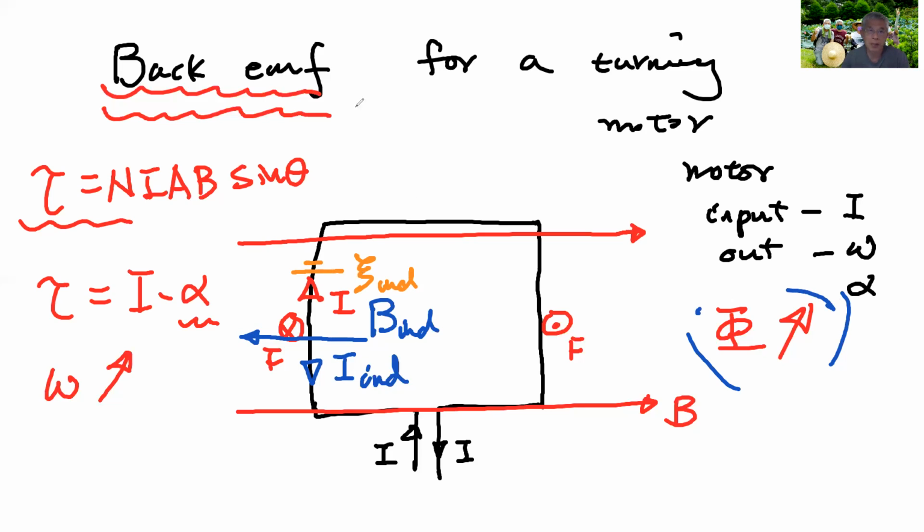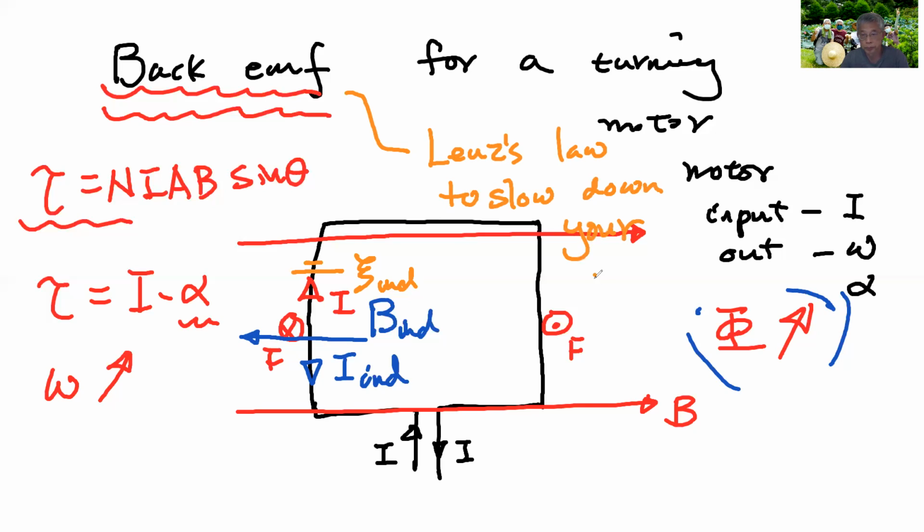So that's the concept of back EMF, the nature's way through Lenz's law, to slow down your motion. Okay, so instead of keep increasing, it would actually have a back EMF to counter you.